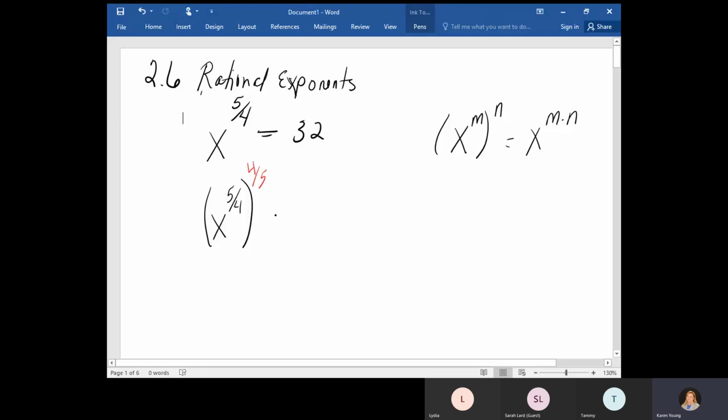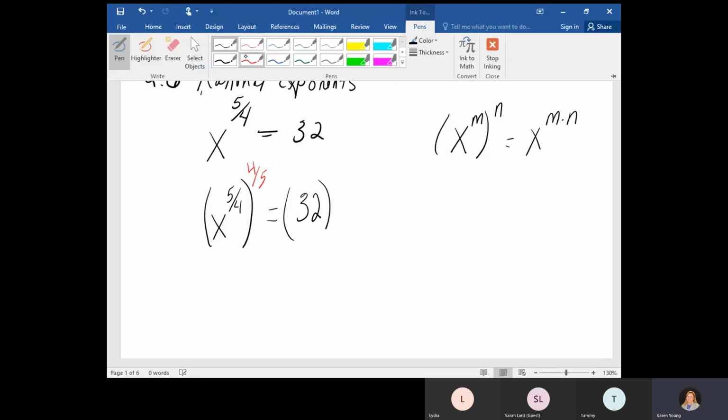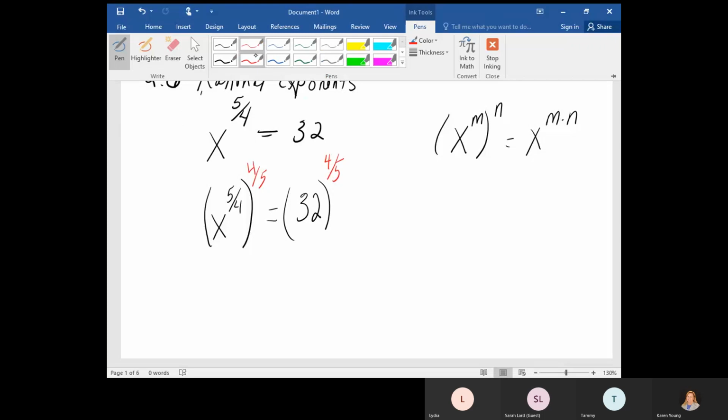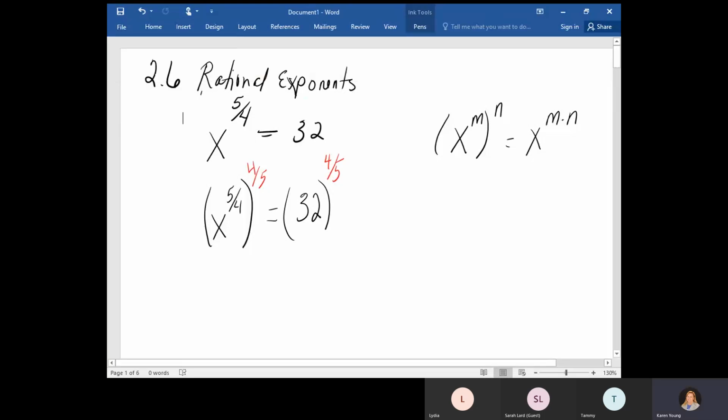And of course, with the rules of algebra, whatever you do to one side, you have to do to the other. So I'm going to take 32 to the 4/5 power also. So the 5 cancels the 5, the 4 cancels the 4, and I'm left with just a power of 1 here. So I have just x.